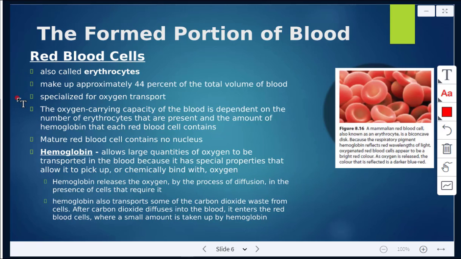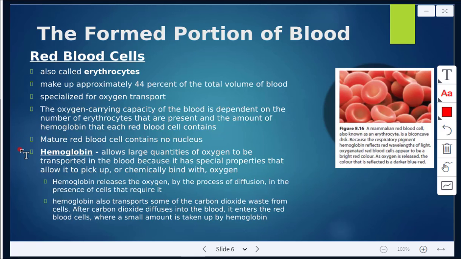It's specialized for oxygen transport. So the oxygen carrying capacity of the blood is dependent on the number of erythrocytes that are present and the amount of hemoglobin that each red blood cell contains. Another important fact about red blood cells is that they do not have a nucleus, and the reason being is to carry as much oxygen as possible.